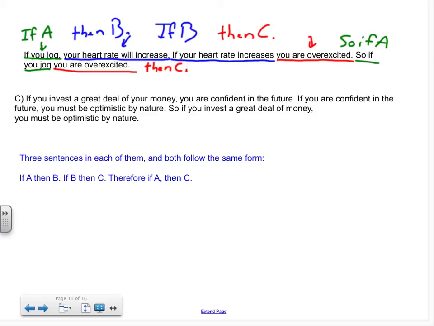And I just realized that this comma right here should be a period. So we'll fix that with our handy dandy smartboard. So the first part of the argument reads as follows. If you invest a great deal of your money, so that is our first idea, which we will highlight in green. So I see the word if, this will be our if A. If you invest a great deal of money, you are confident in the future.